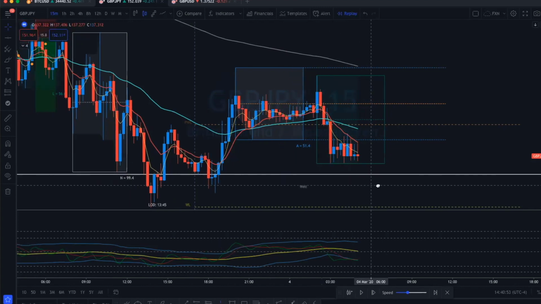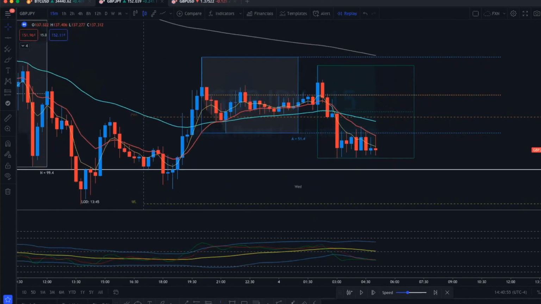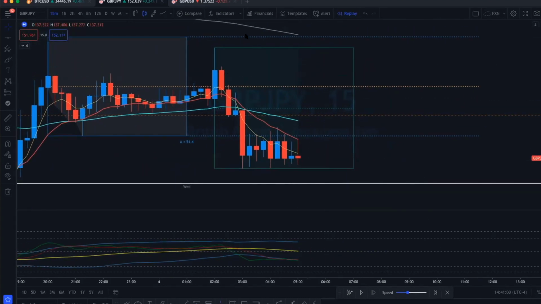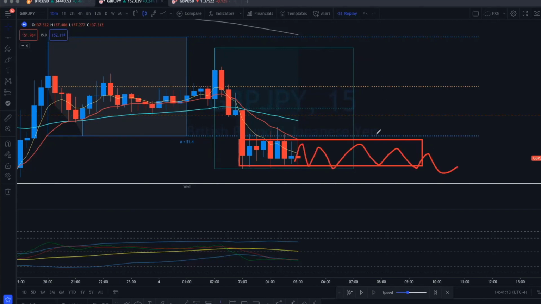So what we're looking for here is one of two things. I'm looking for this little box, let me draw a box here, to keep going, to basically keep doing this, and then this, all the way to New York. And New York should probably give you some kind of a buy order, or buy setup, I should say.